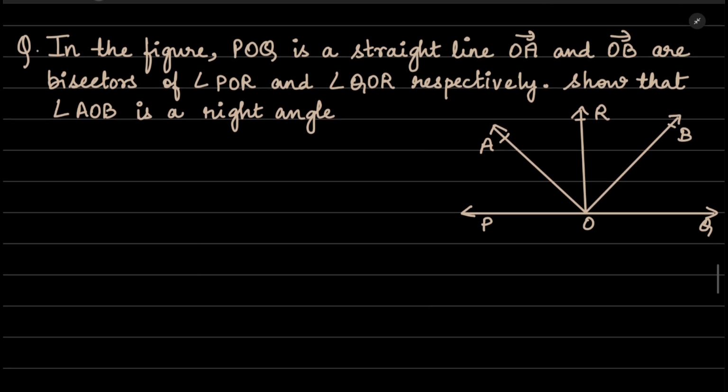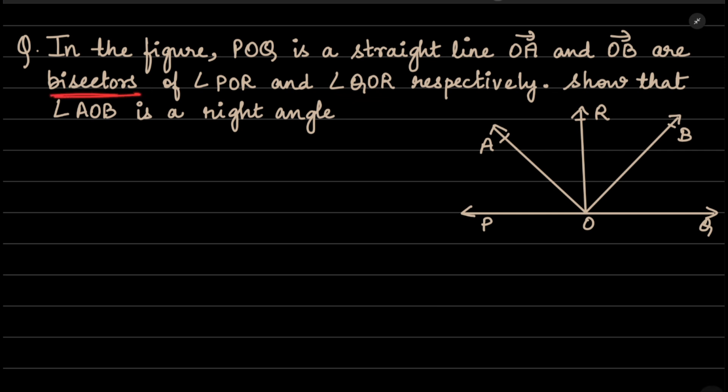The question is, in the figure, POQ is a straight line. OA and OB are bisectors of angle POR and angle QOR respectively. In the previous video, in part 2, we saw about angle bisectors.